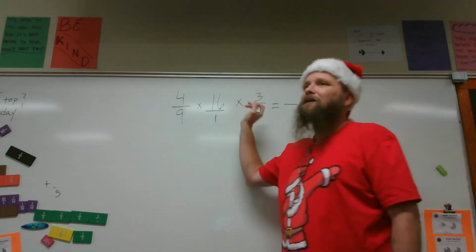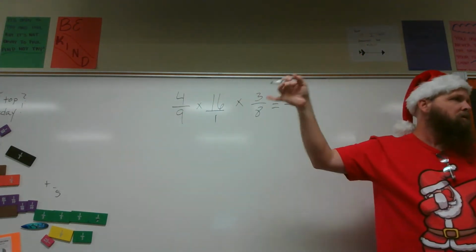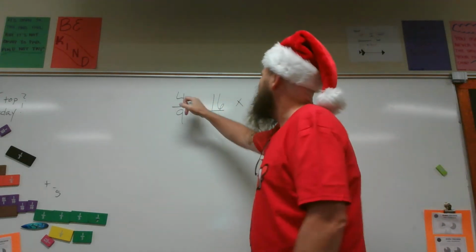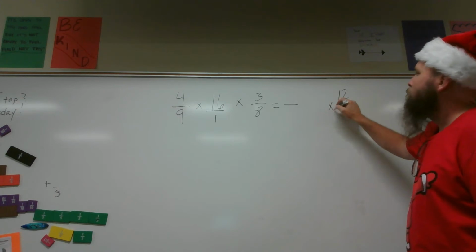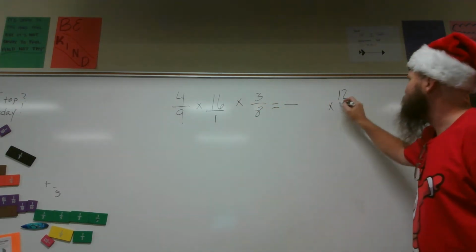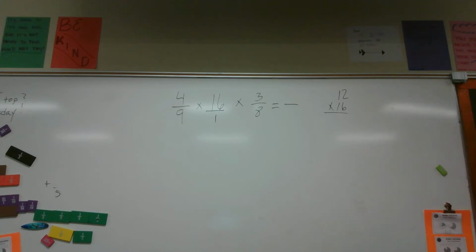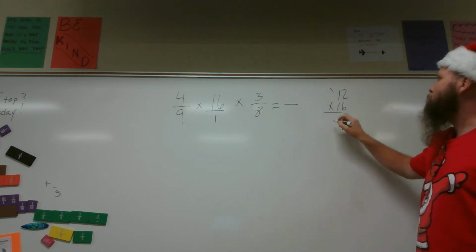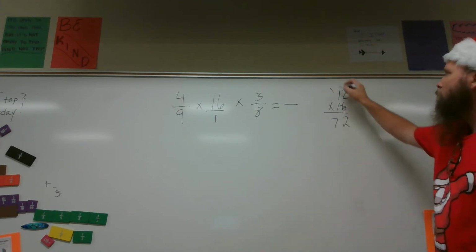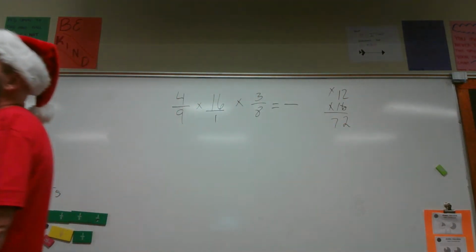So let's figure out, do we know what 4 times 3 is? 12. And since I can do multiplication in any order, I'm going to do 4 times 3, which I know is 12, times 16. Some of you still struggle with 2-digit multiplication. So 6 times 2 is 12, carry the 1. 6 times 1 is 6, plus 1 is 7. So 6 times 12 is 72. You should know that.